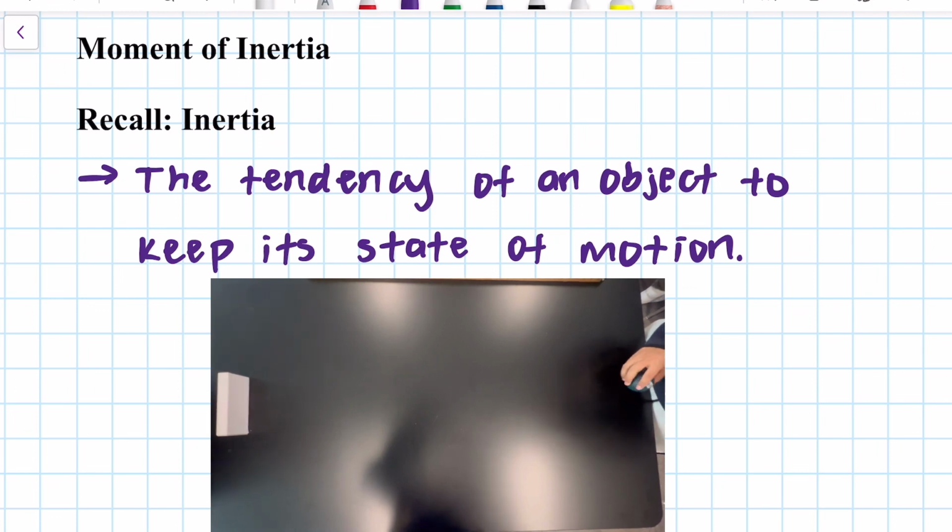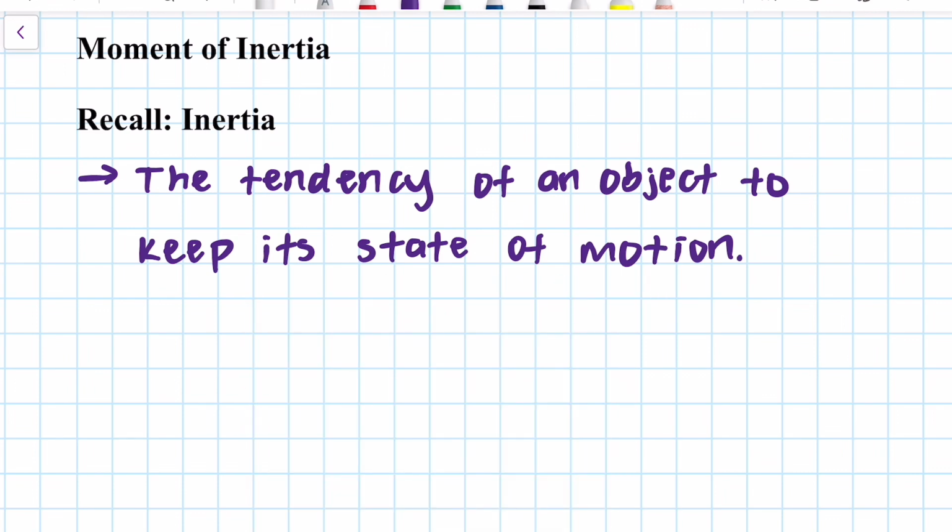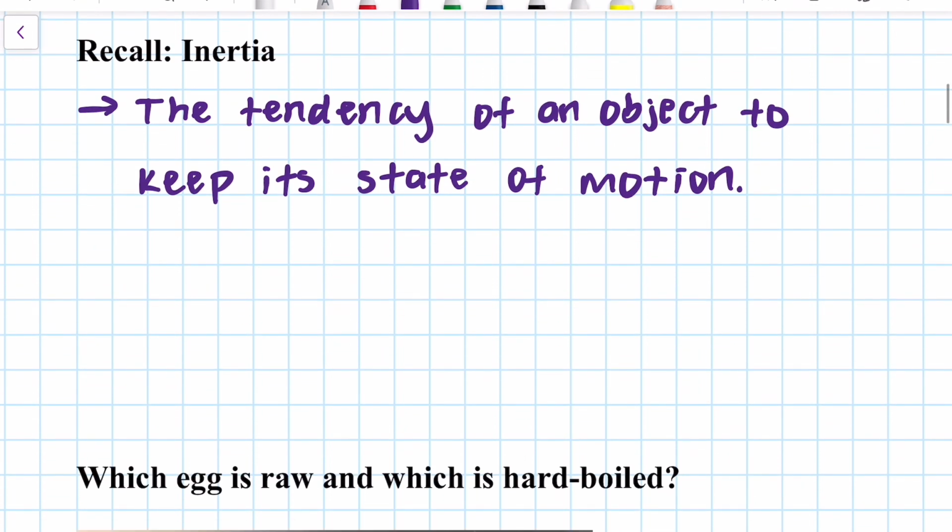We said that inertia was the tendency of an object to keep its state of motion. So if the object is moving, it wants to keep moving in a straight line. And if the object is at rest, it wants to remain at rest. Okay? And then we connected this concept of inertia with mass. We said that mass is the quantitative measurement of inertia.